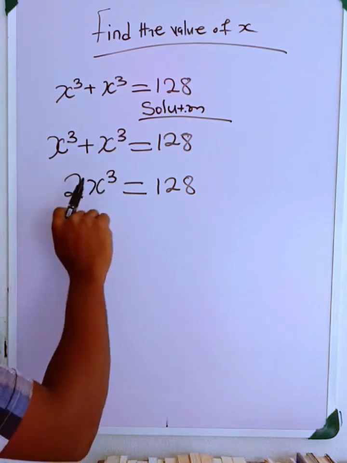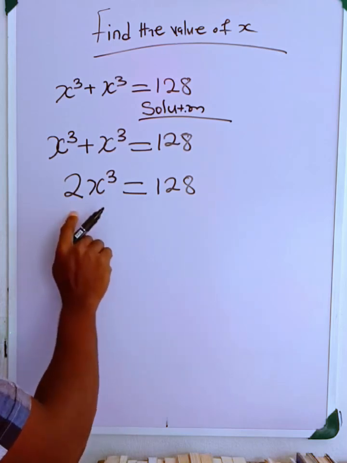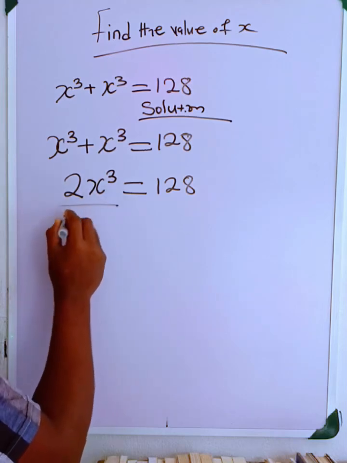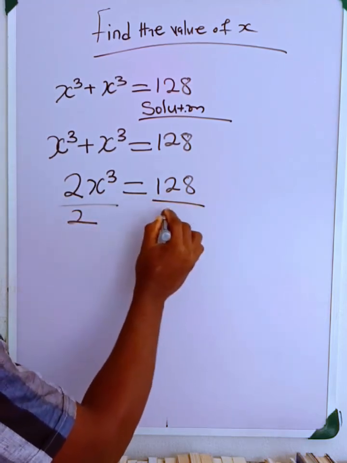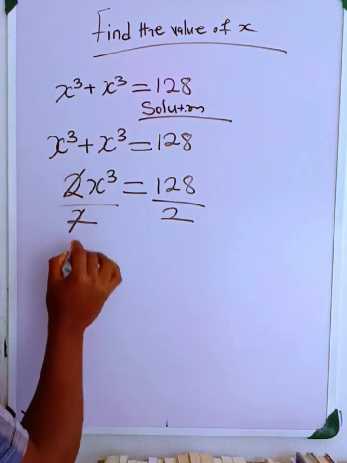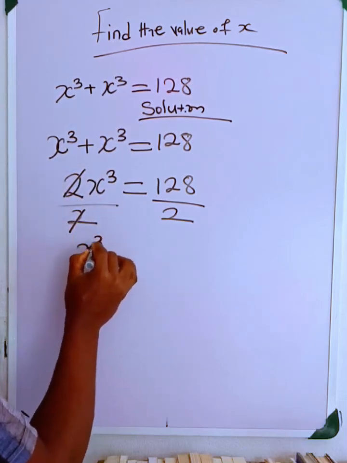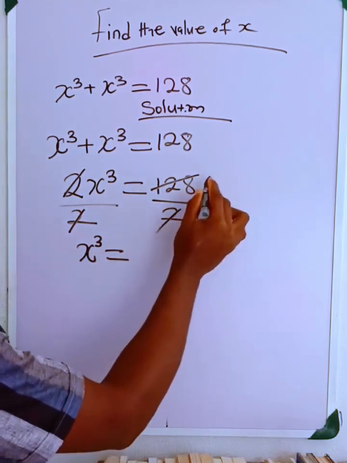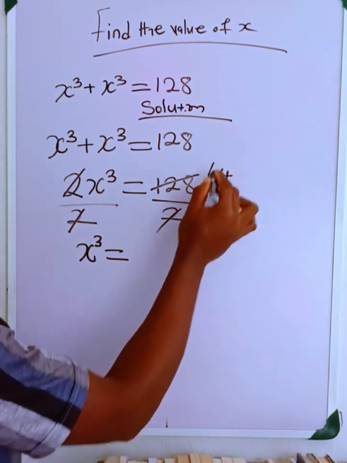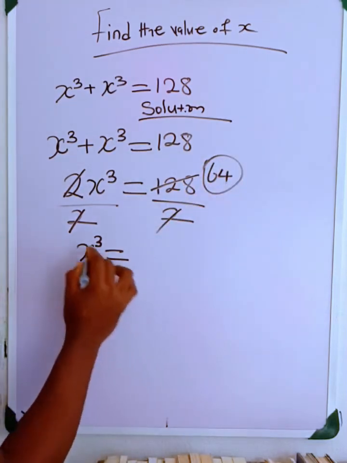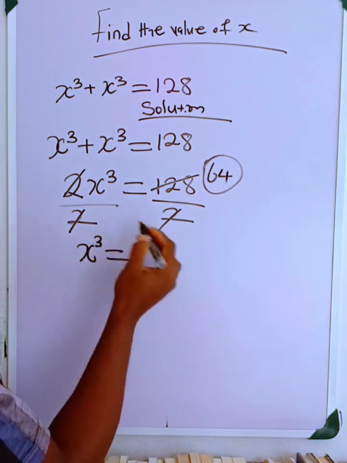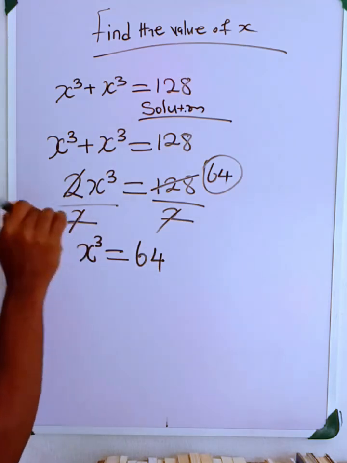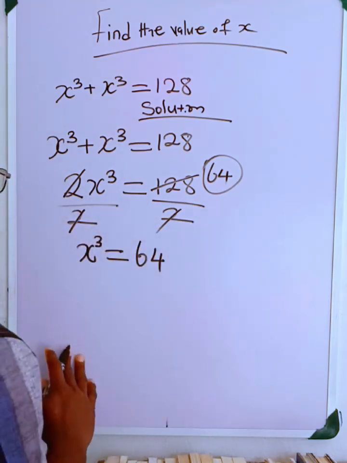So we start by dividing both sides by the coefficient of x raised to power 3. That's first. So we divide by 2. 2 can cancel 2, right? What do we have left? x raised to power 3 equals 128 divided by 2, which gives you 64, right? 64 times 2 is 128. So x raised to power 3, or x cubed, equals 64. Remember, we are looking for x and not x raised to power 3.